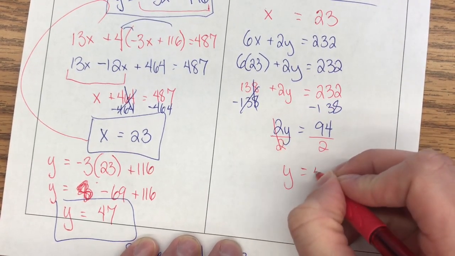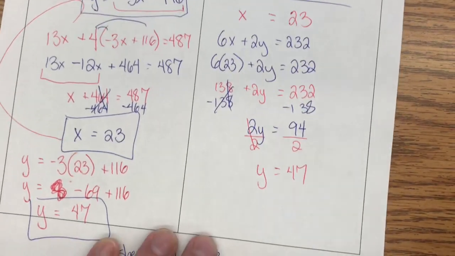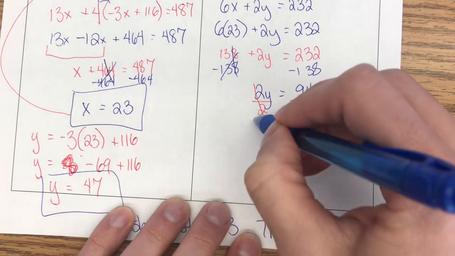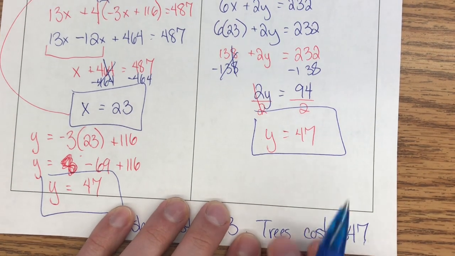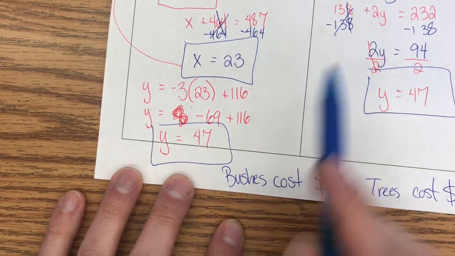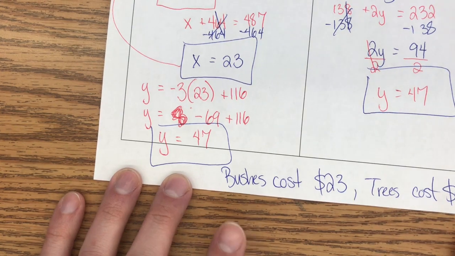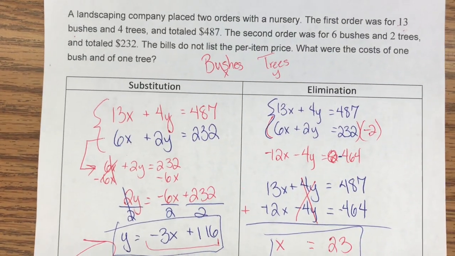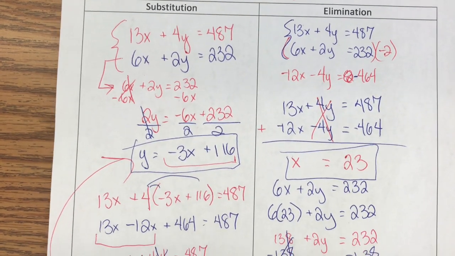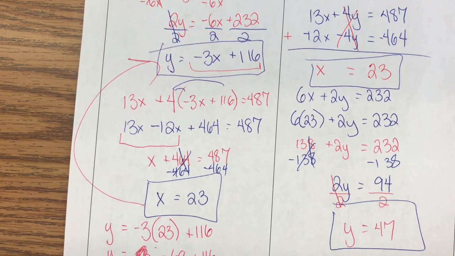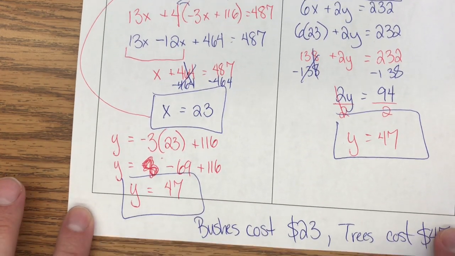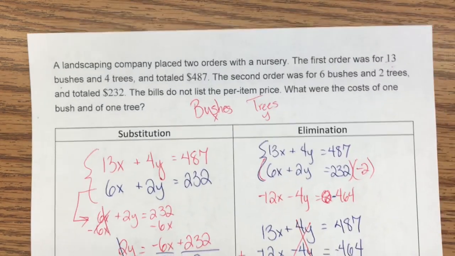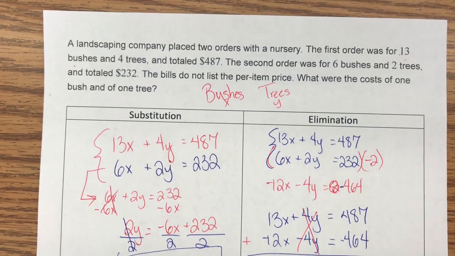Divide both sides by 2. Y equals 47. So up here, X was 23. Down here, Y is 47. And what we know that means is bushes cost $23, trees cost $47. So, there you have it. In all of its glory, doing a word problem using both methods and finding out that we get the same exact answer no matter how we do it. Okay? Thanks for watching. Bye!